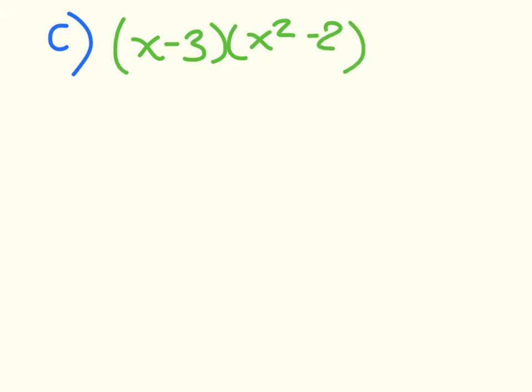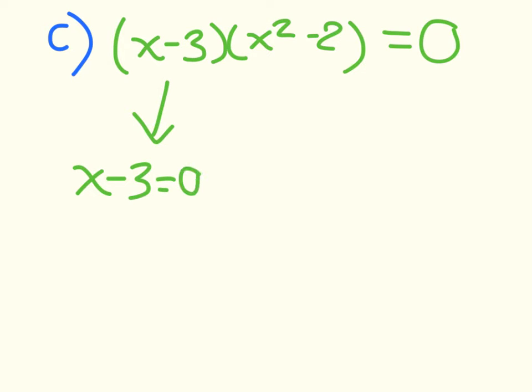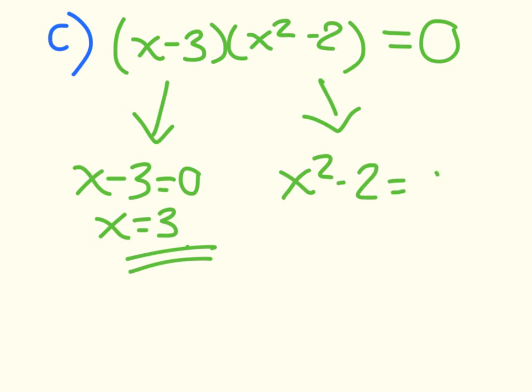For part C, you should have got as your factors x minus 3 and x squared minus 2. And now put it equal to 0. Now solve each bracket. So for the first one, x minus 3 equals 0. And then if you take the 3 over, it's x equals 3. And for this one, you should get x squared minus 2 equals 0. And then you move your 2 over and you can do that yourself.